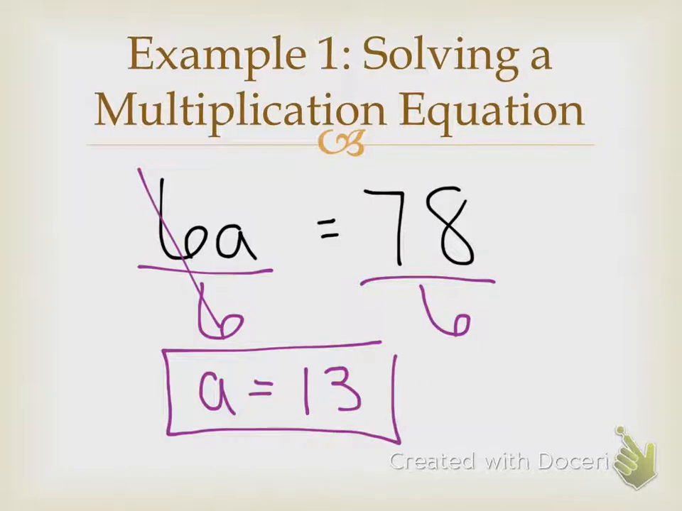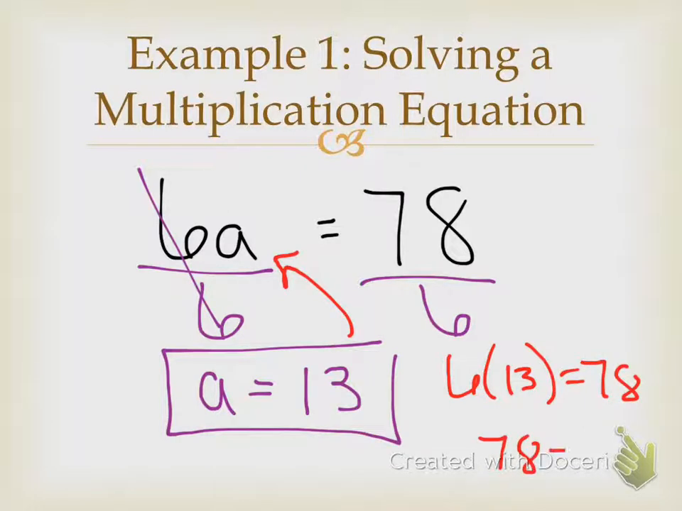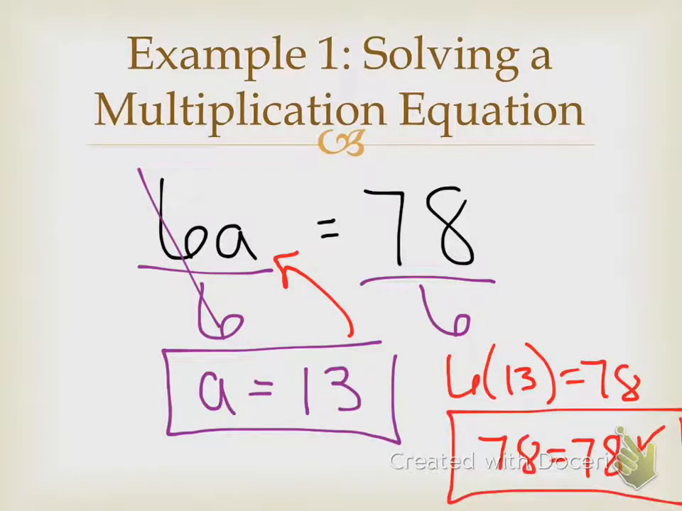And that's my answer. Now, I check this in the same way that I checked it in 7.3. I substitute back into the original. And is it true that 6 times 13 is 78? Yes. So I say 78 equals 78, and I check it out. I box my checked answer, and I box my actual answer.